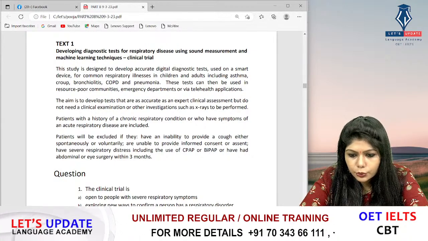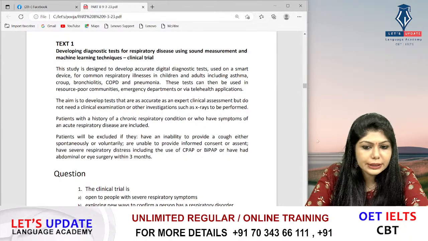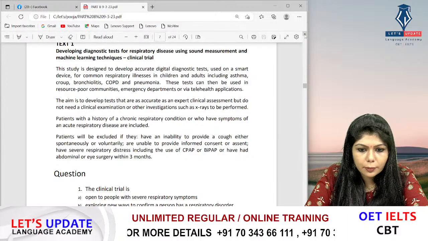Okay, so you are not able to see option C. I'll just scroll up a little bit.